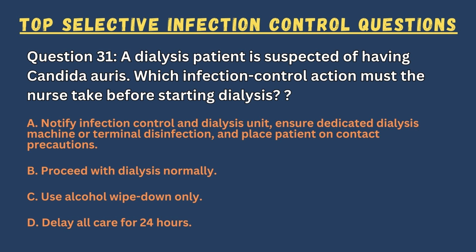Question 31. A dialysis patient is suspected of having Candida auris. Which infection control action must the nurse take before starting dialysis? A. Notify infection control and dialysis unit. Ensure dedicated dialysis machine or terminal disinfection. And place patient on contact precautions. B. Proceed with dialysis normally. C. Use alcohol wipe down only. D. Delay all care for 24 hours.